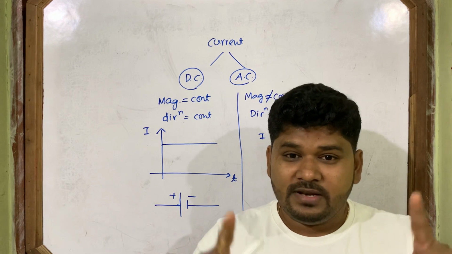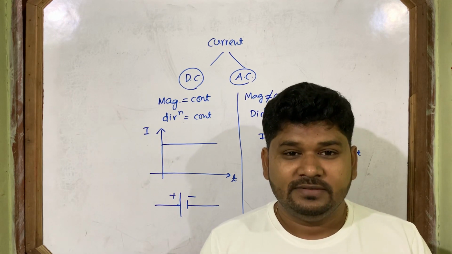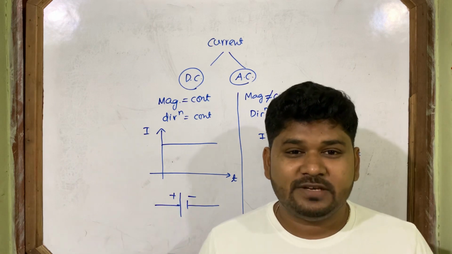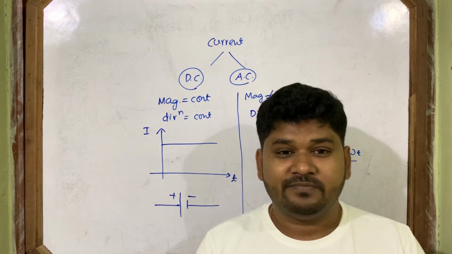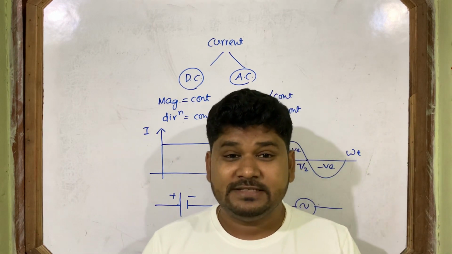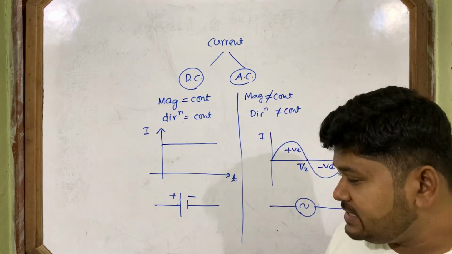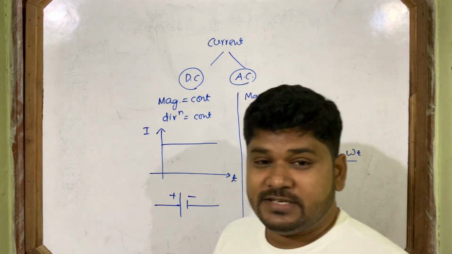Okay, so one big battery. That's not a cell, that's a combination of cells. A big battery they take. So that is the cell. From those cells we get direct current.